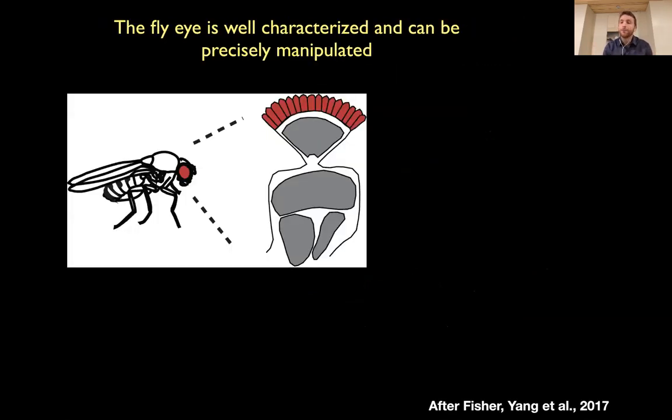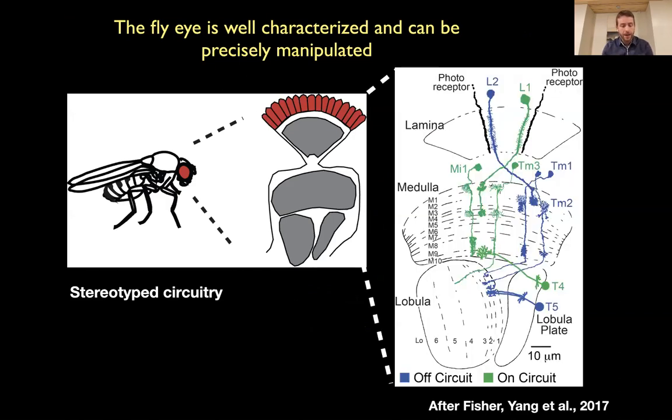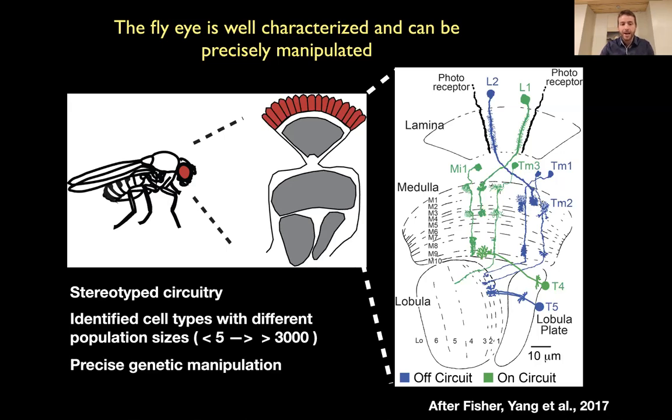Now, in my mind, the fruit fly brain is the ideal system in which to do this work. The circuitry is stereotyped between animals. And if we look in a cross-section of the fly eye here, we know the identity of all of the neurons and how they connect in circuits to perform function. For example, here I'm showing you the key neurons that process light increases in green and light decreases in blue. And these neuron populations come in many different sizes. And as I said, we can use tools that are already available for precise genetic manipulation of whole populations.